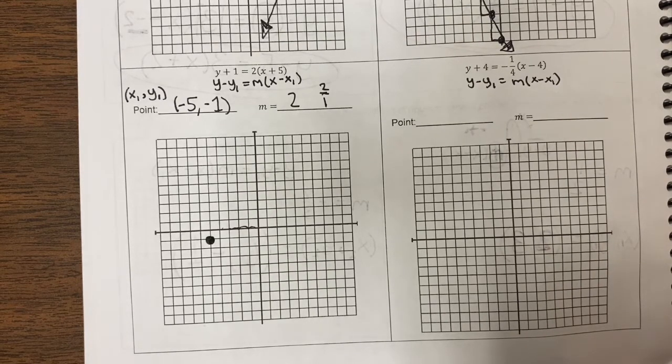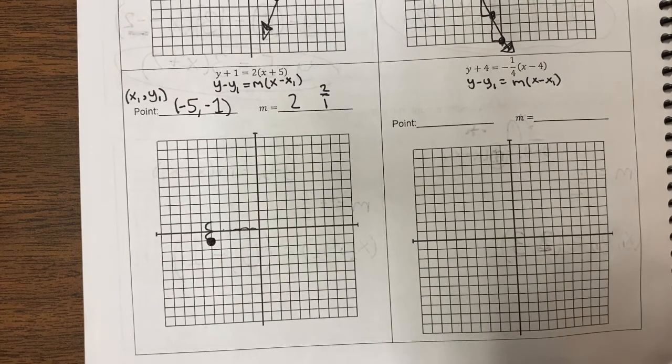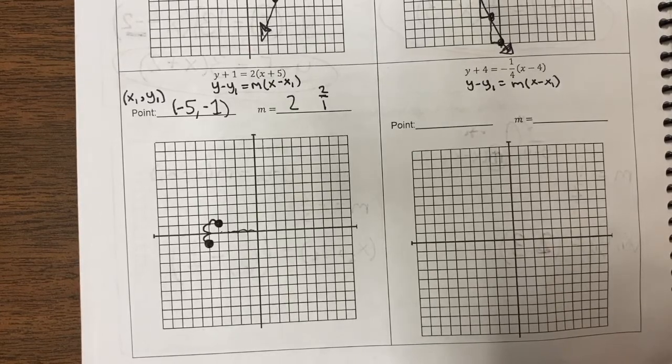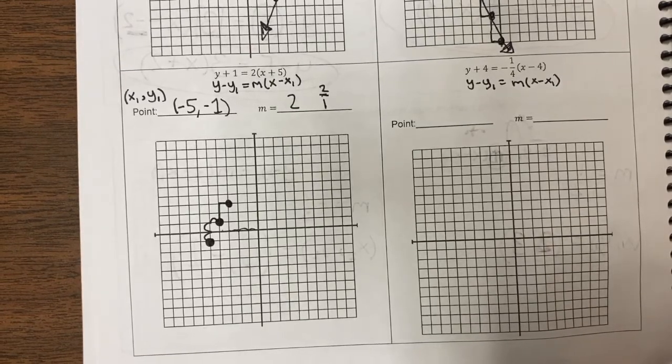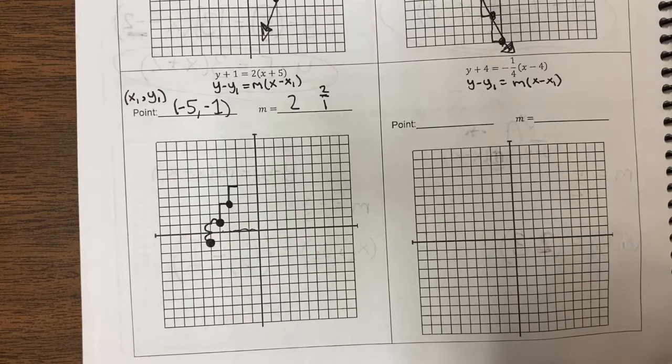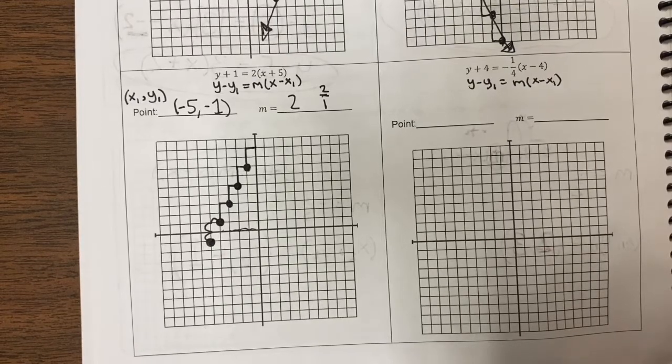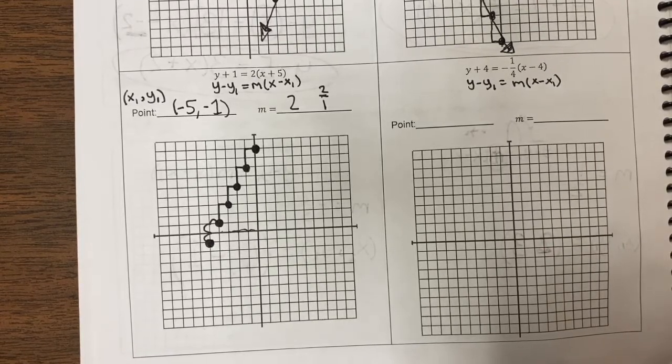So now, to find my second point, I'm going to use the slope. So 2 over 1. And now I have my second point, and I can keep doing that. Up 2 over 1, up 2 over 1, up 2 over 1. So now I have a bunch of points, so I can draw my line.